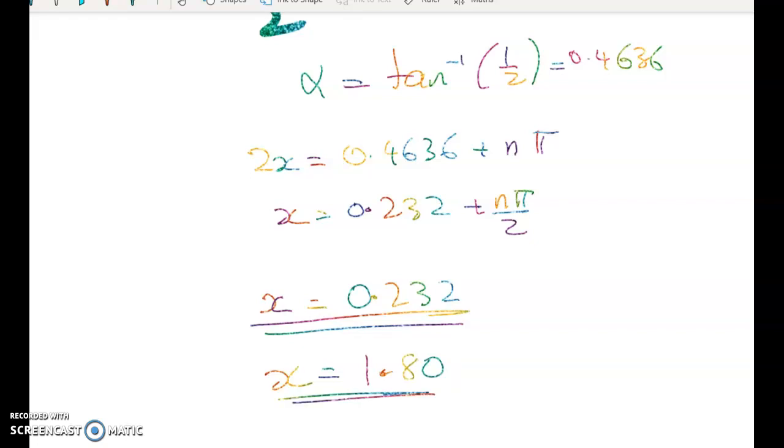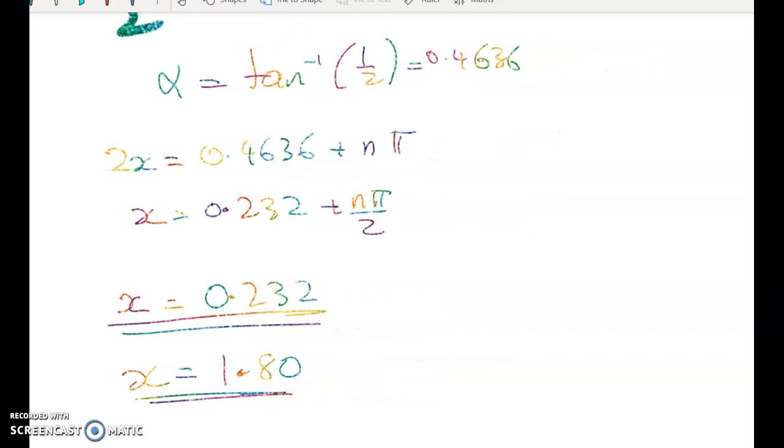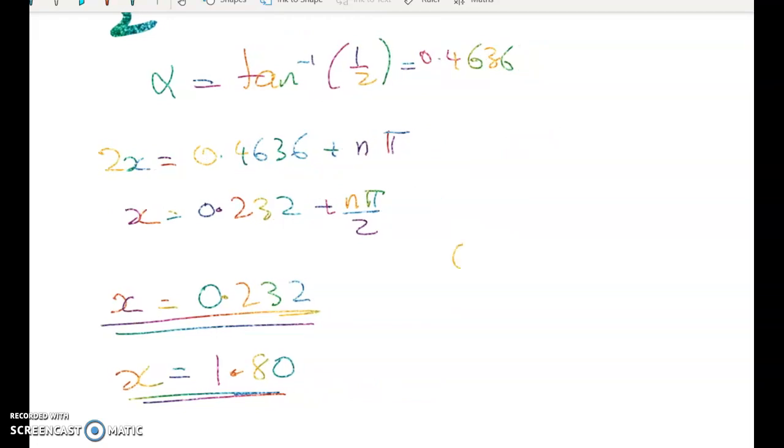Now, if you're not sure how to spot that you're going to get two solutions, you can see that we're working with tan of 2x, and we were told that x was between 0 and pi. So just working that inequality through, timesing everything through by 2, then what you'll see there is that 2x is between 0 and 2 pi.